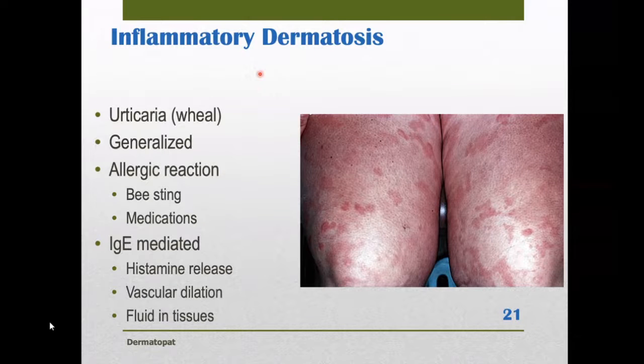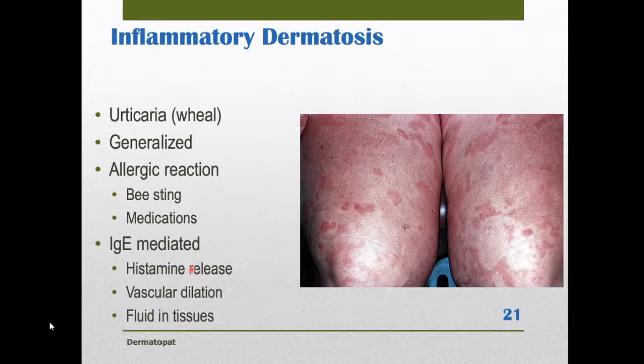So in inflammatory dermatosis, we can have urticaria. Urticaria is a term which is used. They are generalized. They may be due to allergic reactions, for example, or it was caused by medications. So meaning that you have to ask for this information during history taking.